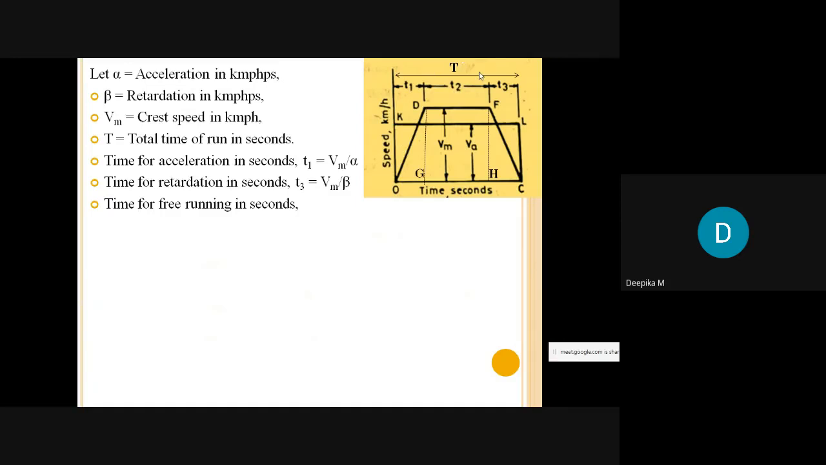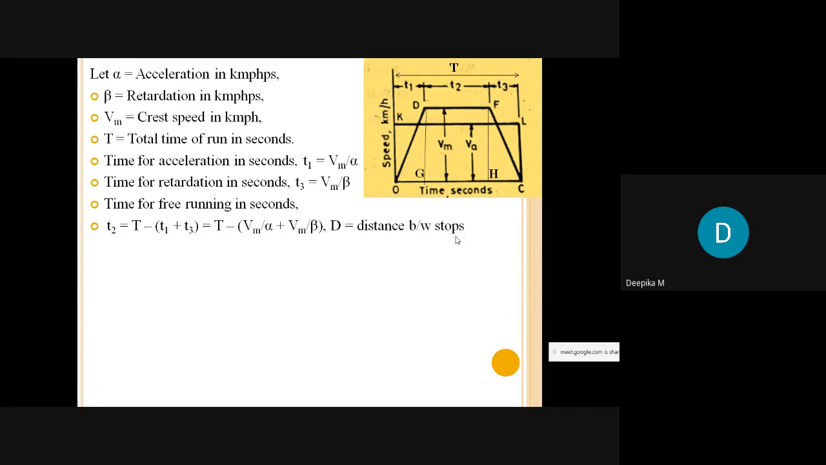You can see here, this is the total time of run. Usually the total time of run can be measured: if I use a stopwatch and start it from the starting station to the ending station, then I can calculate the total time of run. So the total time of run T is t1 plus t2 plus t3. Now how do I calculate t2? t2 is T minus t1 plus t3, or T minus Vm by alpha plus Vm by beta.